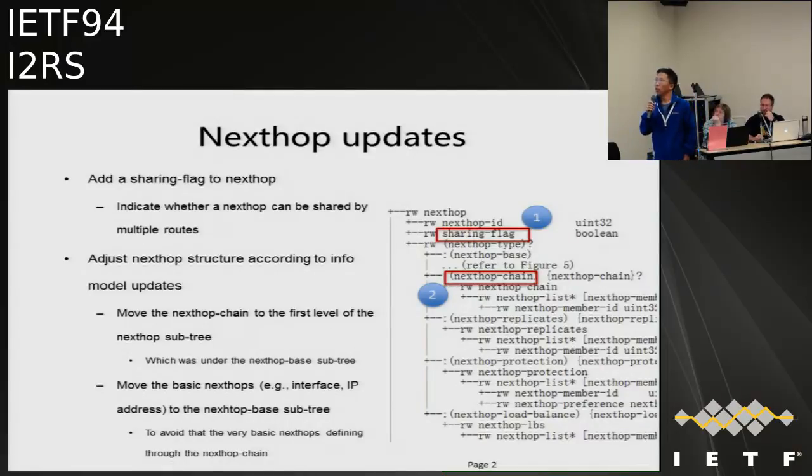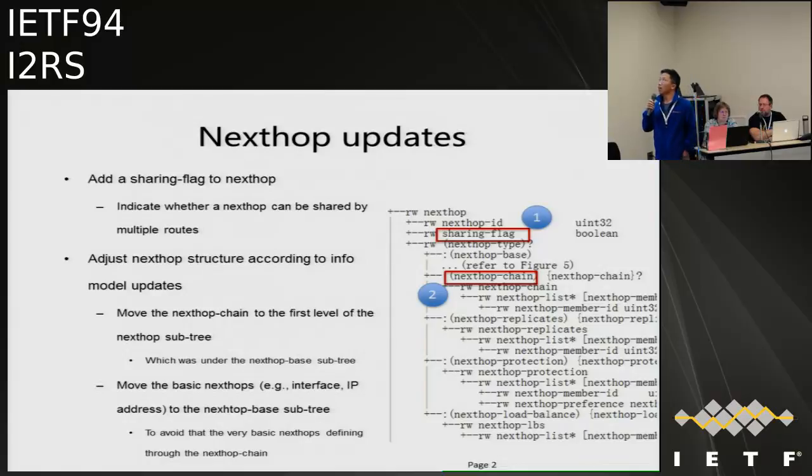The second update is to adjust the NetConf structure according to the update made to the information model. In the previous versions, all the basic NetConf, for example, interface and IP address, were put under the NetConf chain subtree, and the NetConf subchain was put under the NetConf base subtree. So for such a basic NetConf, it may have a two-level structure. That's not natural, so we changed that structure to simplify it.